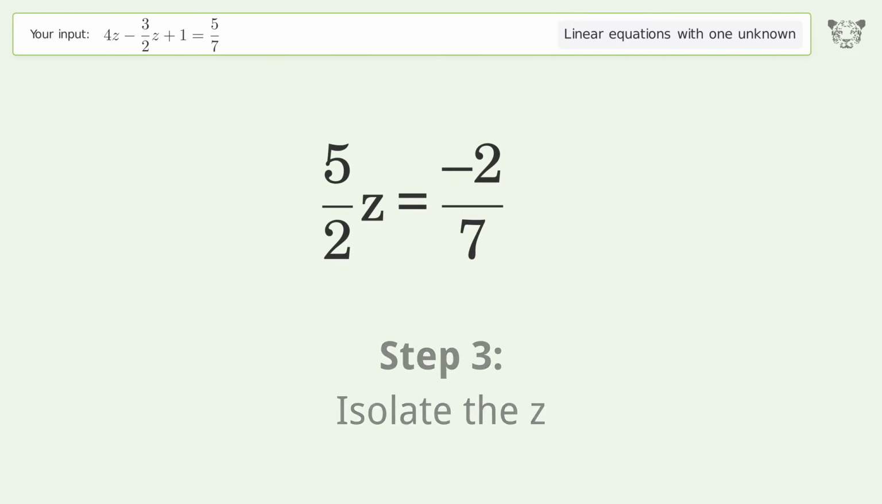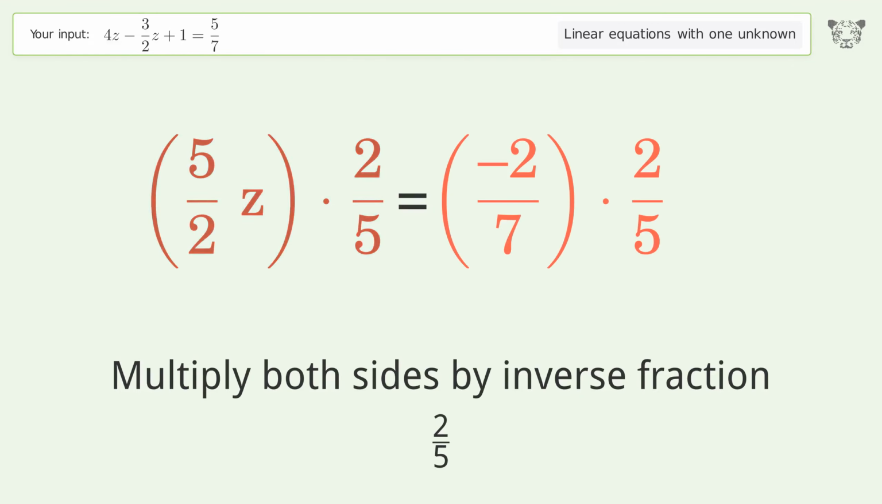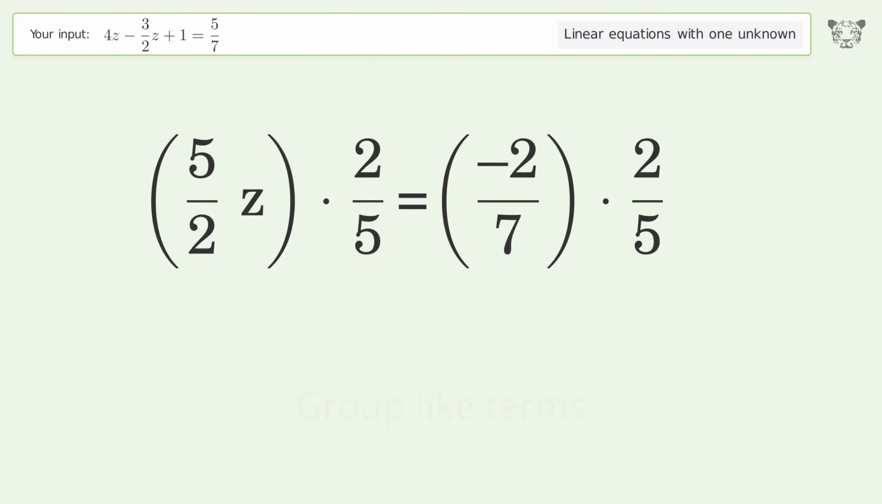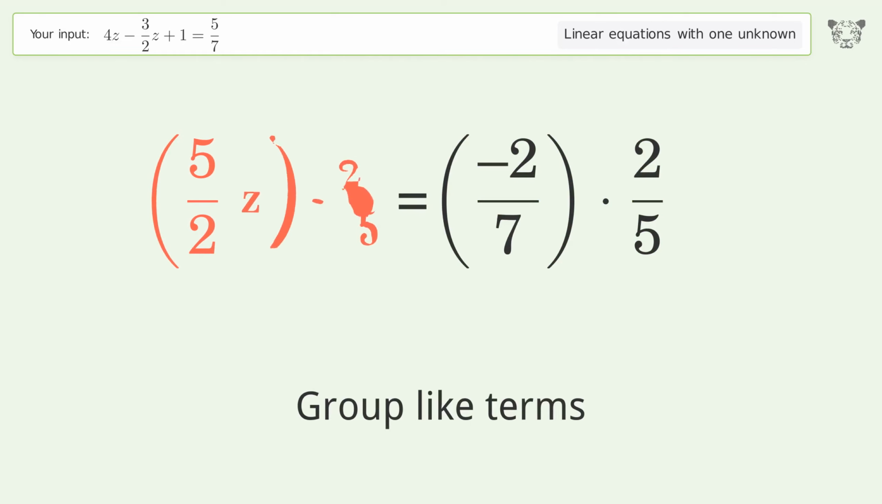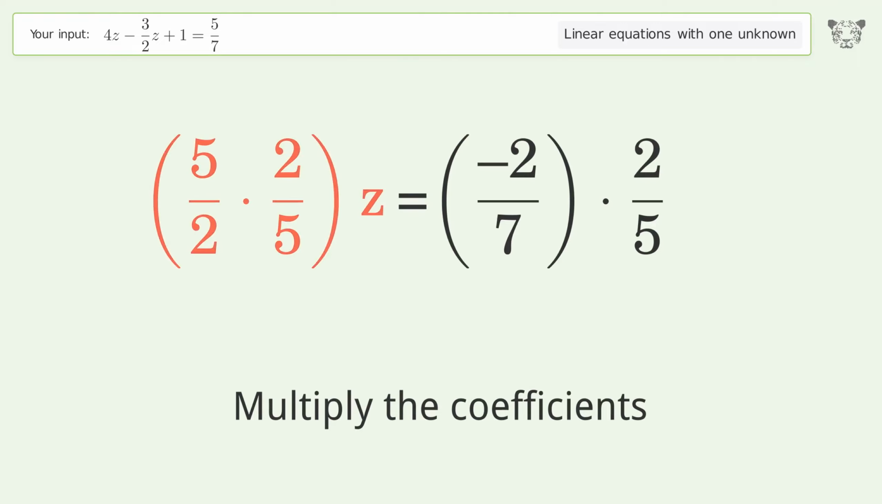Isolate the z. Multiply both sides by inverse fraction 2/5. Group like terms. Multiply the coefficients.